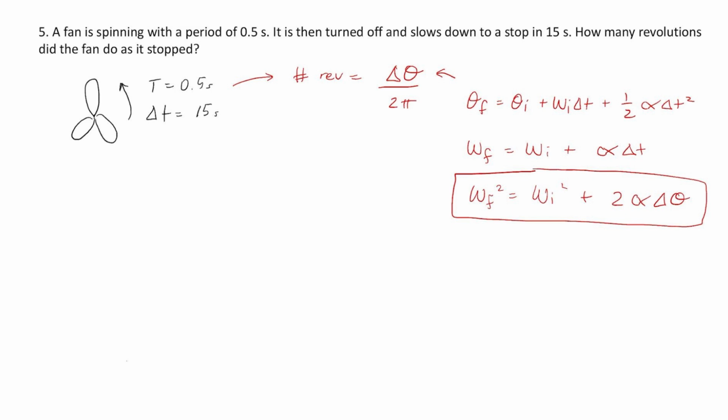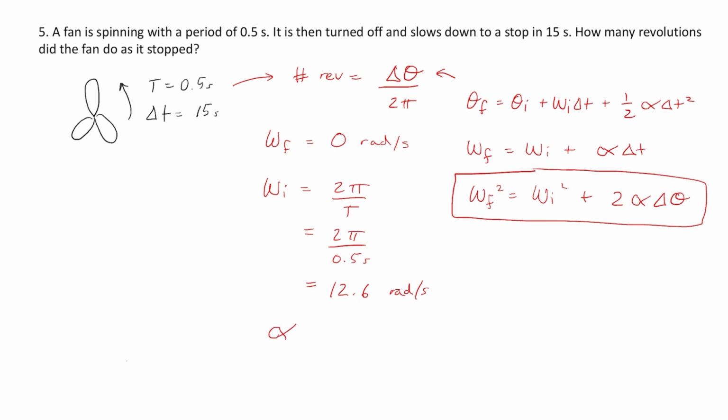Now, in order to use this equation, we need to solve for a few variables. The first is the final angular velocity, which would be equal to 0 radians per second, because the fan comes to a stop. Then we need the initial angular velocity, which is equal to 2 pi divided by t. T is the period, and it's 0.5 seconds. When we do the math, we find that the initial angular velocity is about 12.6 radians per second.